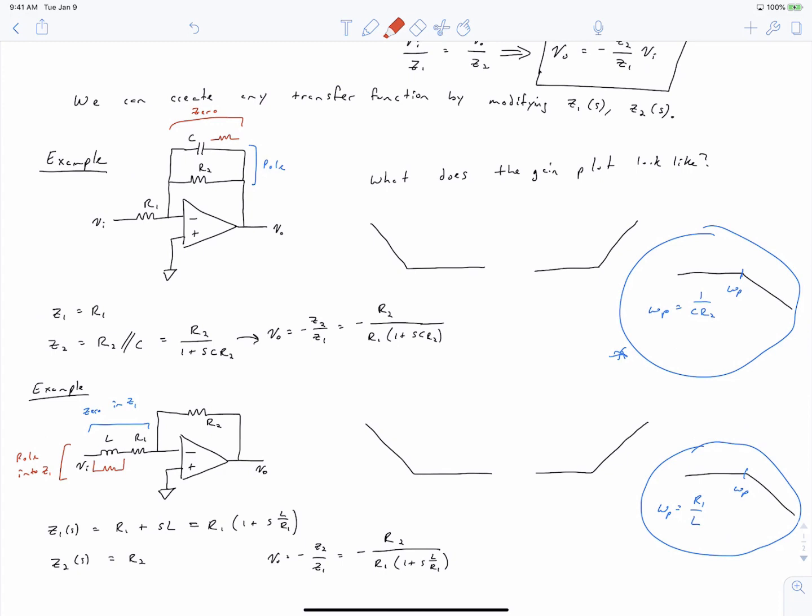At very low frequencies, our capacitor looks like an open circuit, and our current will take this path. But at high frequencies, the capacitor progressively looks more and more like a short circuit, and our current takes this path. And so there'll be a frequency at which the impedance of the capacitor and the resistor are equivalent, and that's where you end up with a 45-degree phase margin, because a capacitor always has a phase of negative 90 degrees, and the resistor always has a phase of 0 degrees.